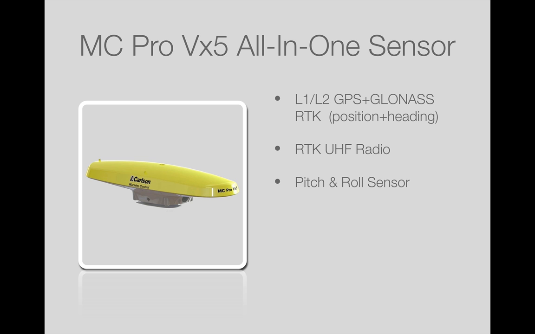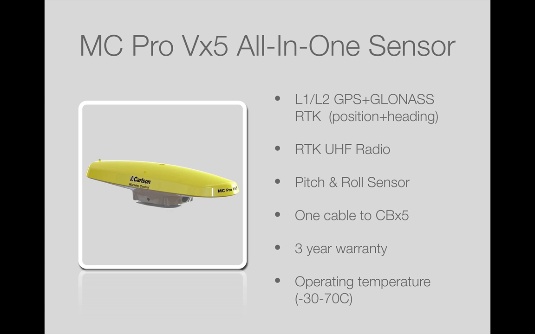There is also a pitch and roll sensor built into this unit. So I can take the unit, depending on the application, let's say it's a mining dozer or a landfill compactor, and I can put this unit on the roof of the machine, and I get all of the sensing that is required for some of those applications, and only one cable back to the CBX5 control box console. This too has an industry-exclusive 3-year warranty. The unit is IP69K with a very broad operating temperature.